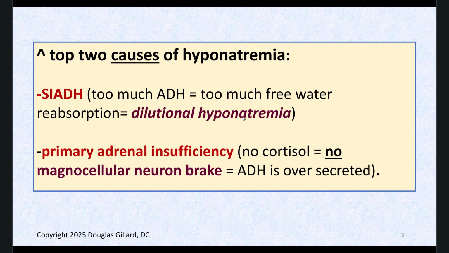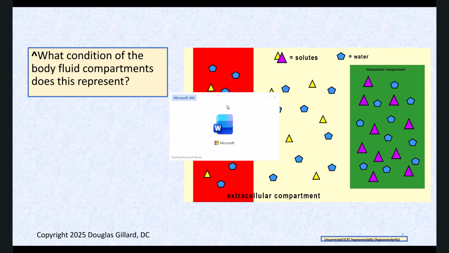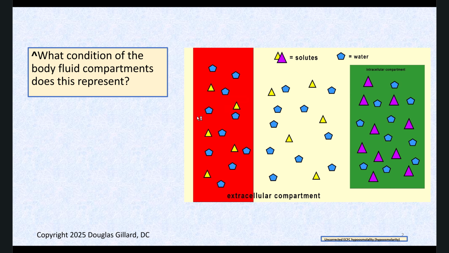So they both do the same thing. And again, we know ADH binds to principal cells, right? And it causes the insertion of an aquaporin 2 channel. And so you get the overabsorption of free water.